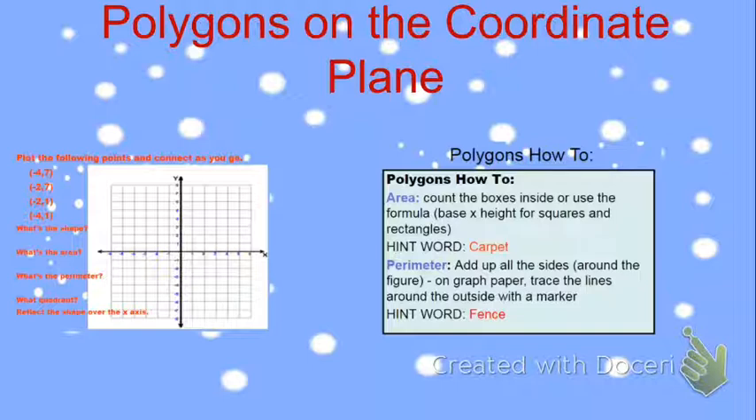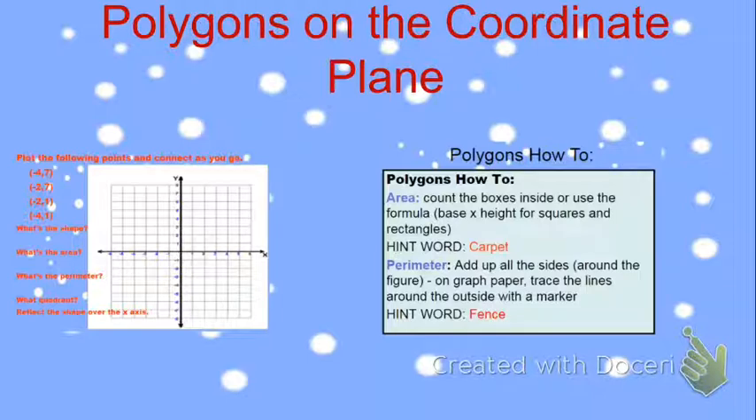Anybody know what, when in language arts, you might have talked about poly? Poly means something. It doesn't mean four. Four would be quad. Not six. How about many? Poly means many. So a polygon is anything that has three or more sides. Many sides. So it could have any number of sides.